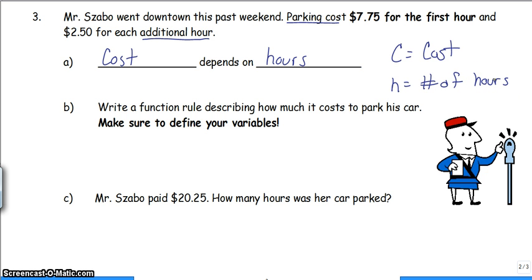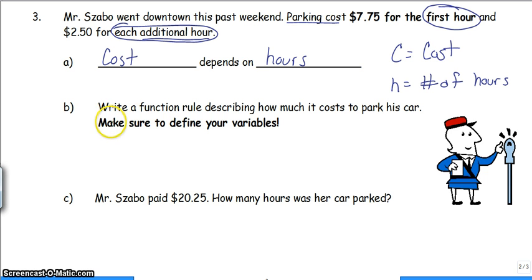of hours. One thing that we've got to keep in mind as we're working on this problem is that it says the first hour is $7.75. It's $2.50 for each additional hour. So if we're there for 1 hour, we don't pay this. That's an additional hour on top of that first hour. So we have to keep that in mind as we're writing our function rule.